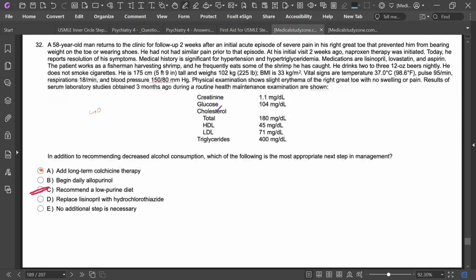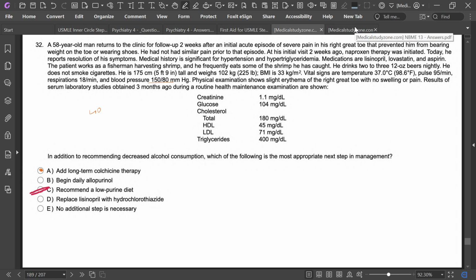Results of lab studies obtained 3 months ago during a routine health exam show creatinine normal, glucose I guess normal, cholesterol normal, HDL normal, LDL normal. Triglycerides super high. In addition to recommended decreased alcohol consumption, which of the following is the most appropriate next step in management?